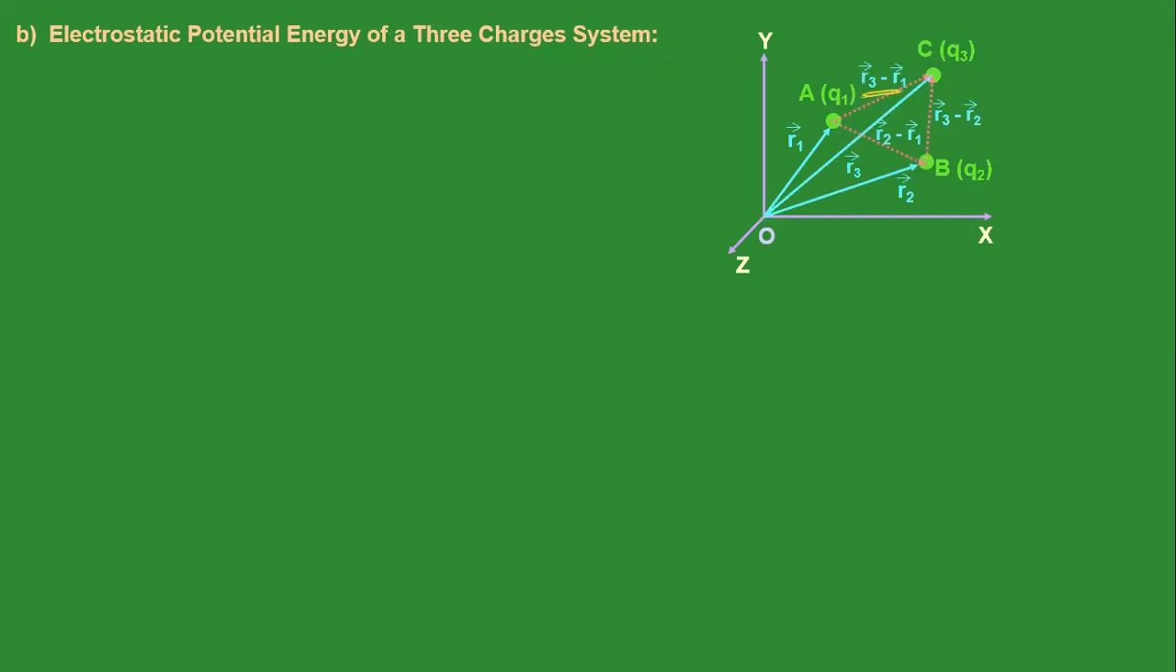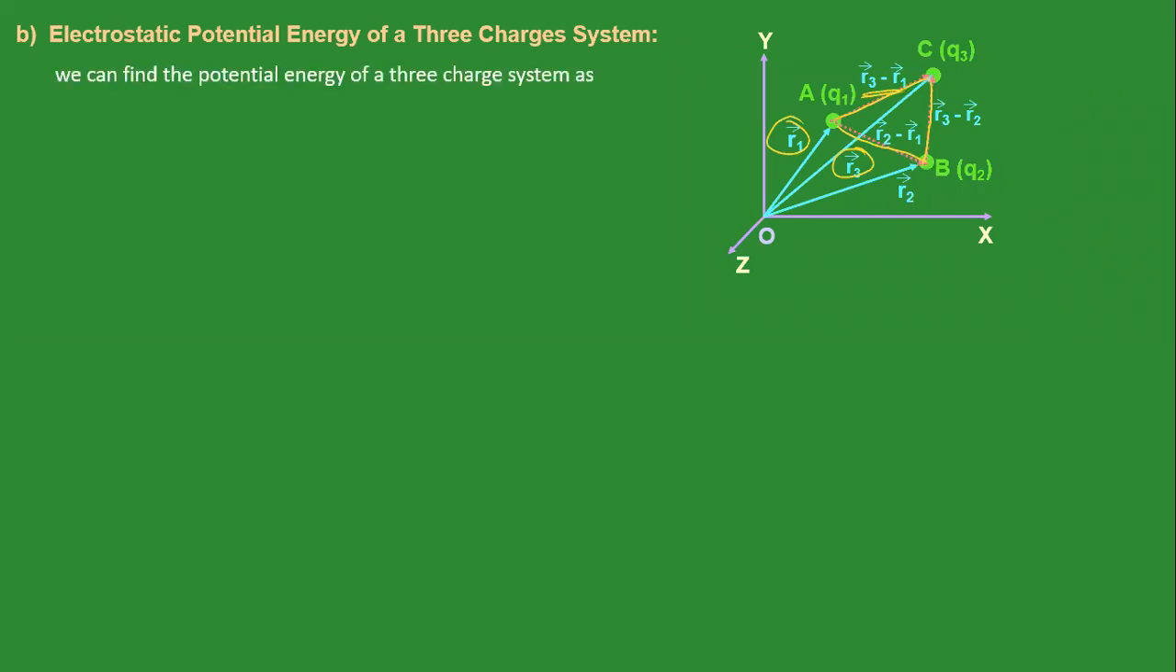This is R3 bar minus R1 bar, the distance between these two. R3 is the larger, R1 is the smaller. In a similar manner, this is R3 bar minus R2 bar, and this is R2 bar minus R1 bar, which is similar to the previous one.